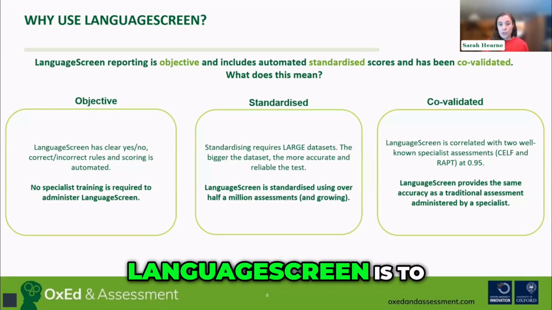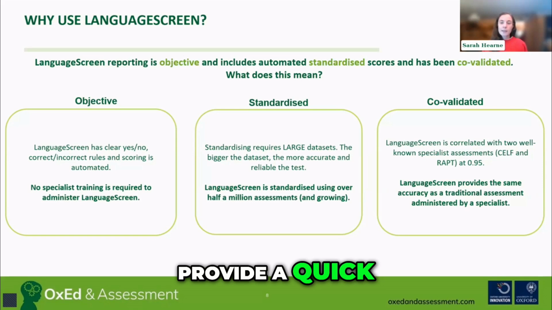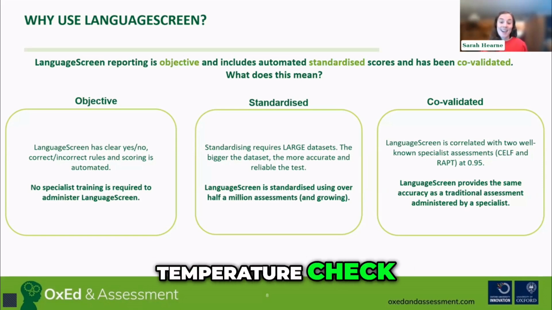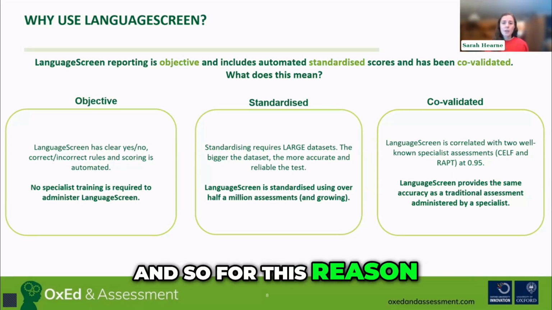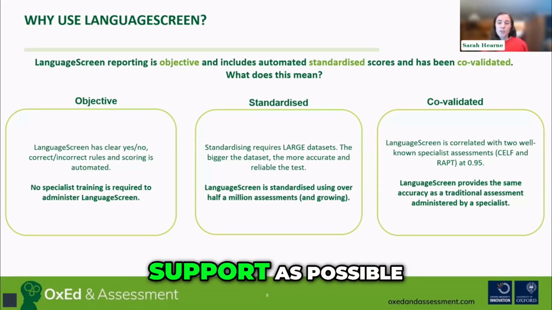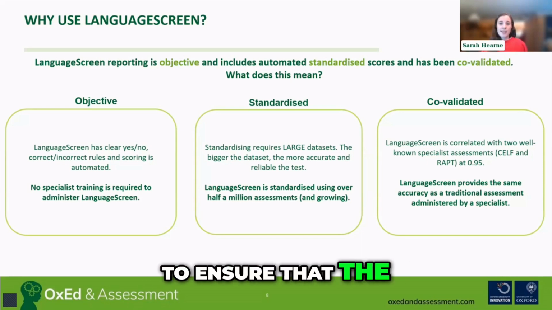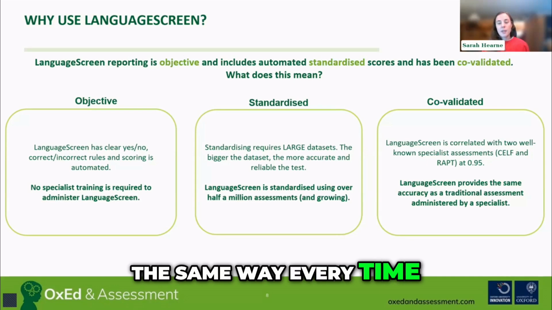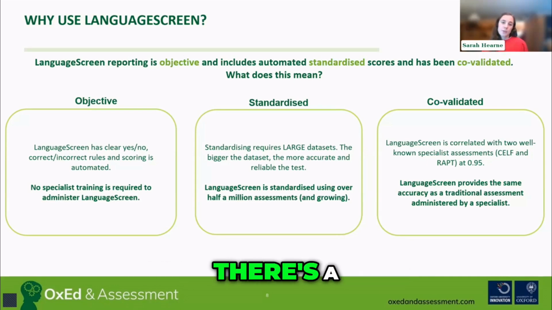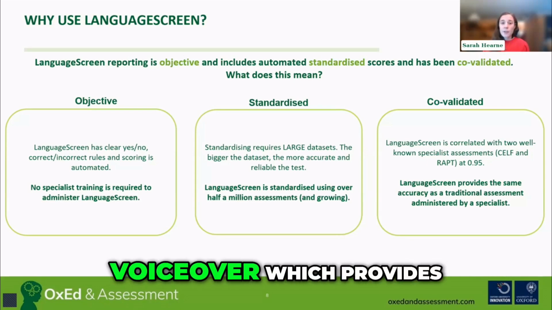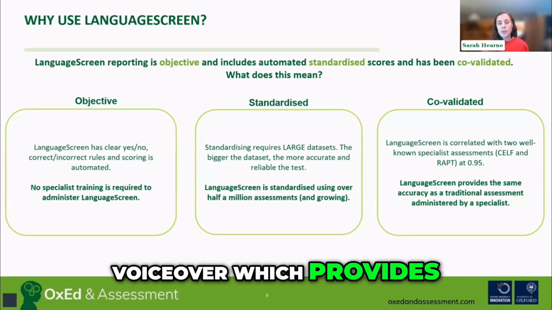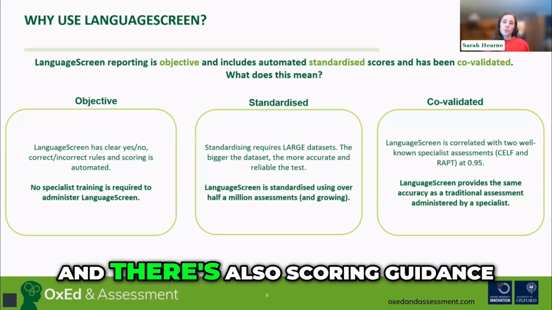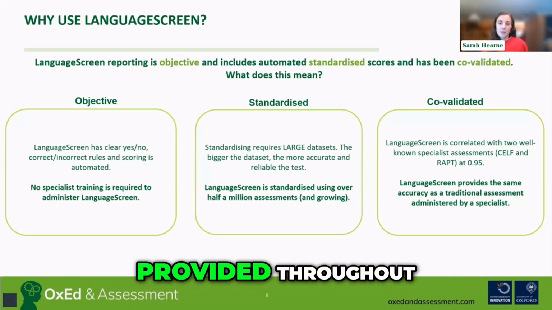And our aim with LanguageScreen is to provide a quick but very accurate temperature test of a child's language abilities. And so for this reason, we provide as much support as possible to ensure that the test is administered objectively and in the same way every time. So just for example, there's an in-app voiceover which provides instructions to the children, and there's also scoring guidance provided throughout.